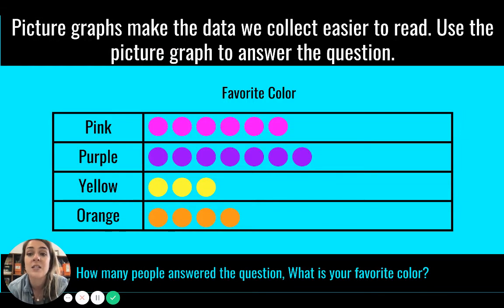All right, we're still going to use the same picture graph, but now we're going to answer a different question. How many people answered the question, what is your favorite color?